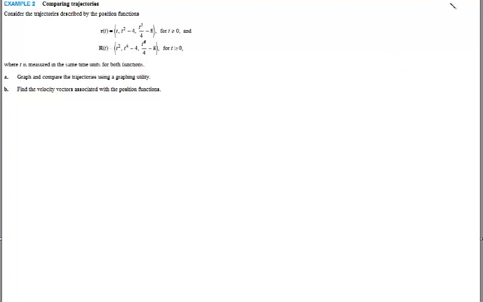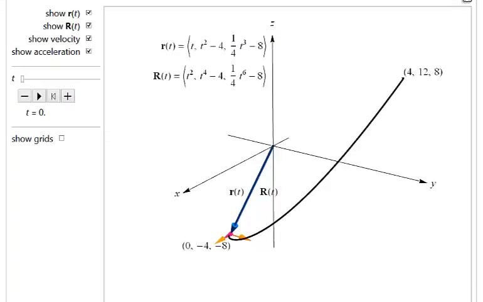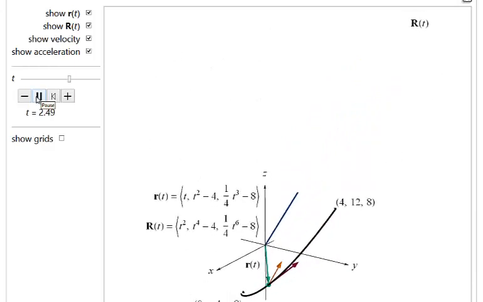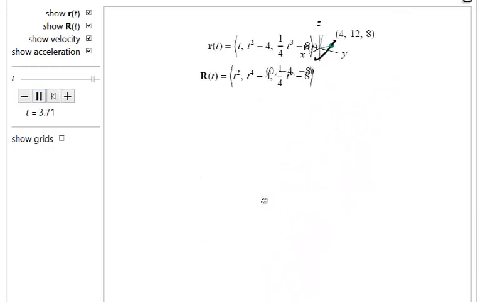So let's look at what that animation looks like when we graph these. Here's our textbook animation. We are going to watch this, if I can find my mouse, there we go. We're going to watch how little r of t and big R of t follow the same path. They go through the same points, but at different times, because capital R of t is much faster. So at the beginning they're pretty similar, and then they're following the same path, but capital R of t gets to that place much faster than little r of t.